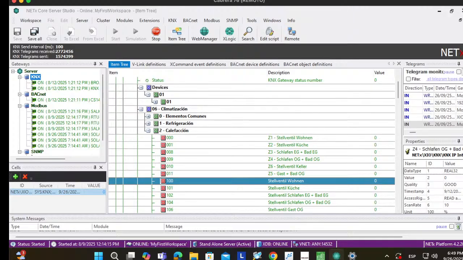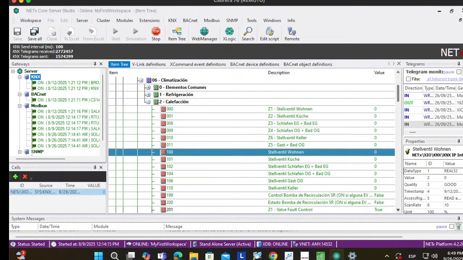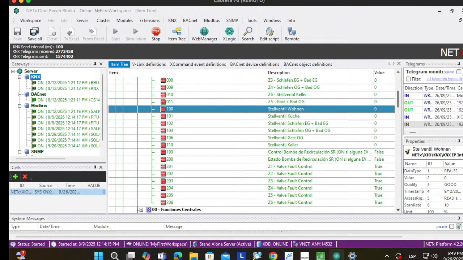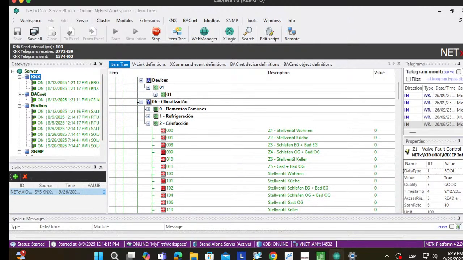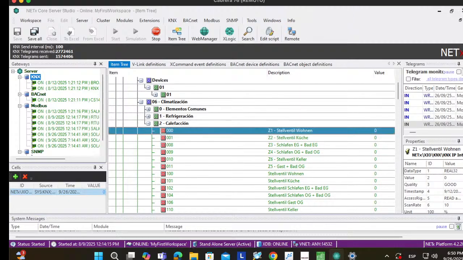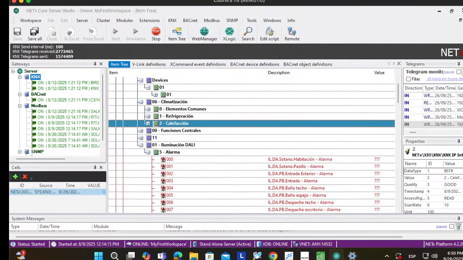All the functions. So I have here zone 1, ventilation, fan coil, everything here, all the faults and everything, and all the values here. So again, the BMS is getting information through the KNX group addresses about the status, about the value of every group address.